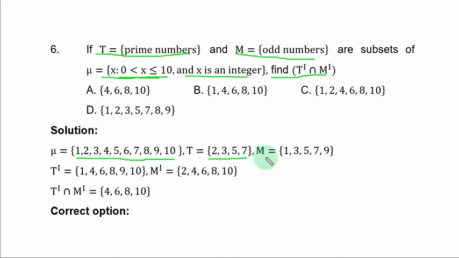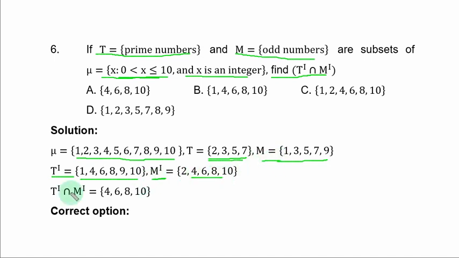The M, odd numbers, are numbers that when 2 divides them, there is a remainder of 1. Such numbers are 1, 3, 5, 7, 9. So let's get T complement. T complement means the elements in the universal set but not in set T, and you have this. The M complement is the elements in the universal set but not in set M, so you have this.